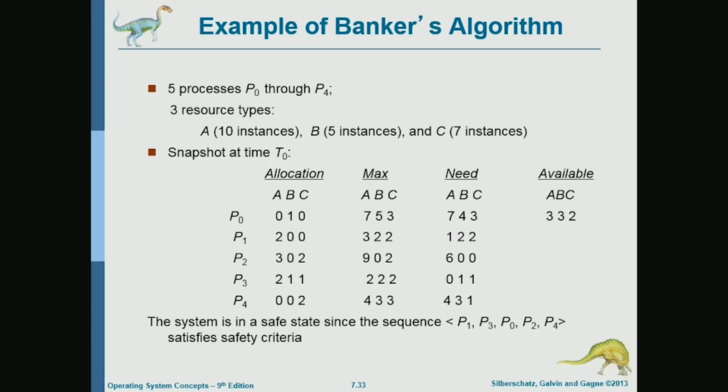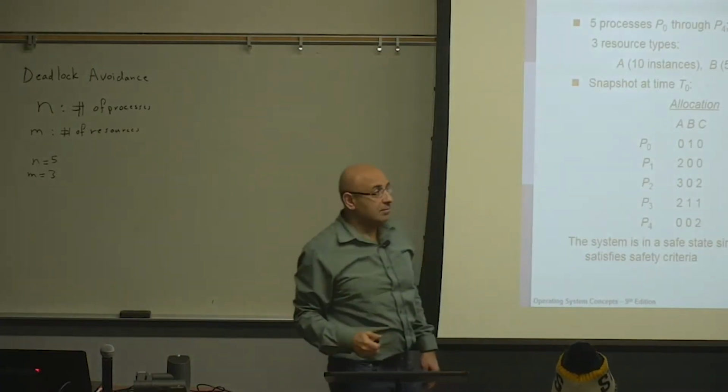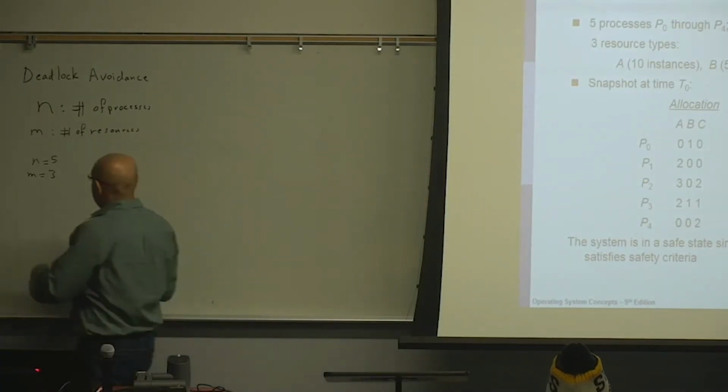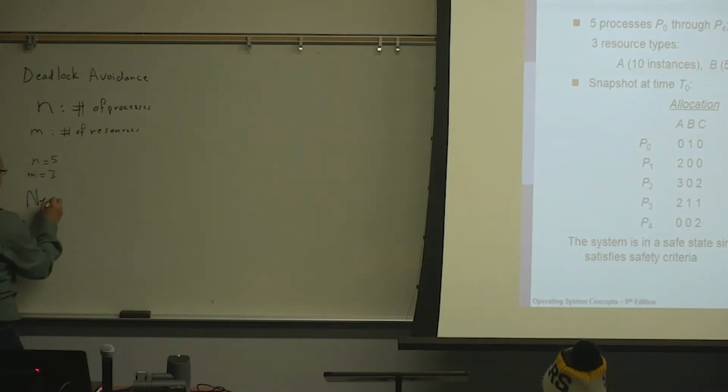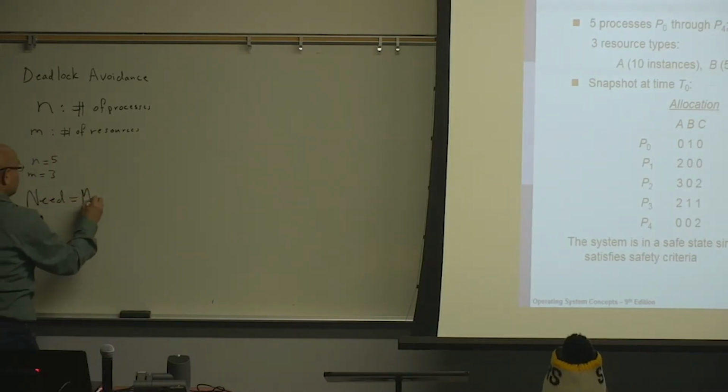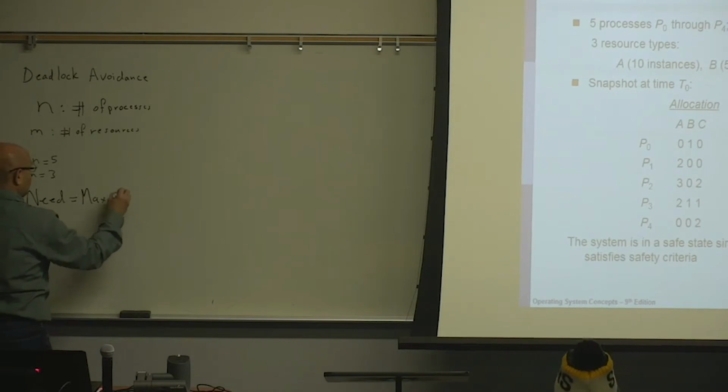Okay. Process number 1, these are the maximum needs. This is what it currently has, and this is the need. So 3 minus 2 is 1, 2 minus 0 is 2, and 2 minus 0 is 2. So generally speaking, need equals max minus allocation.